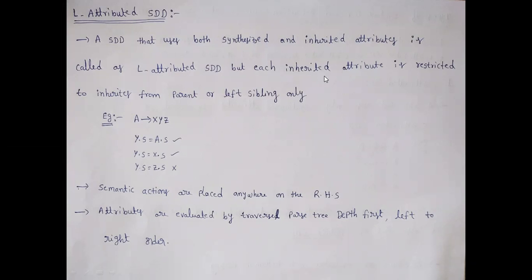So we have one restriction. We use inherited values from the parent or left sibling only. That is the restriction or limitation for this L-attributed syntax directed definition. And what is the second rule? Semantic actions can be placed anywhere on the right side.